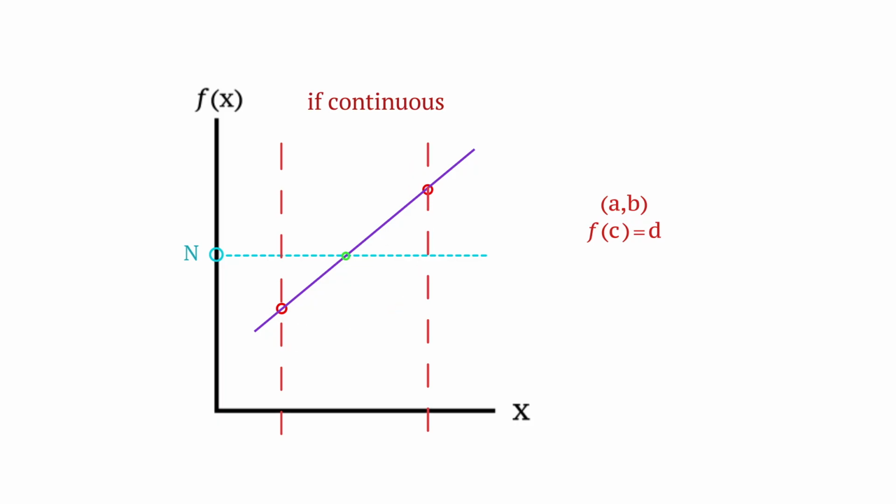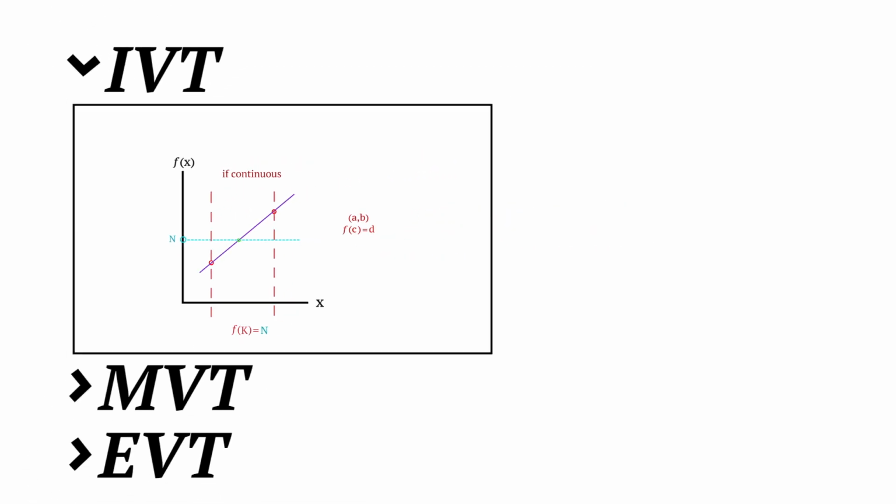More formally, IVT is described as: there's at least one x value k between 2 points of a continuous function so that f(k) equals the given y value.